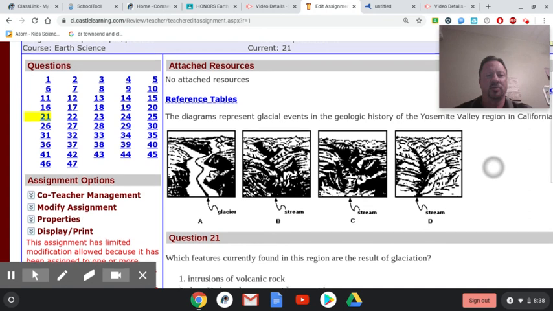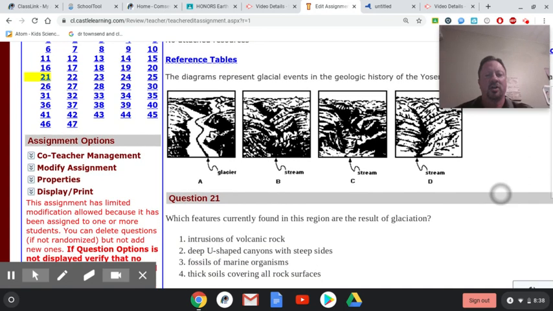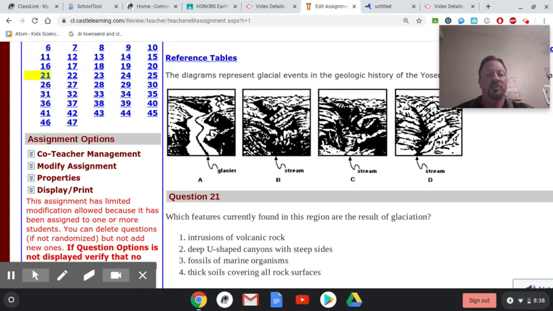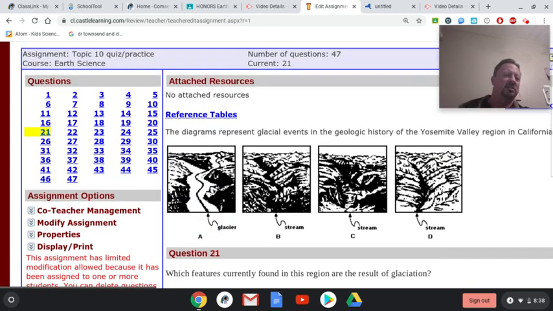This question, simple. Which feature currently found in the region was a result of glacier? What's your big thing for glacier? I tell you all the time, please make sure you know this. U-shaped valleys for glacier.